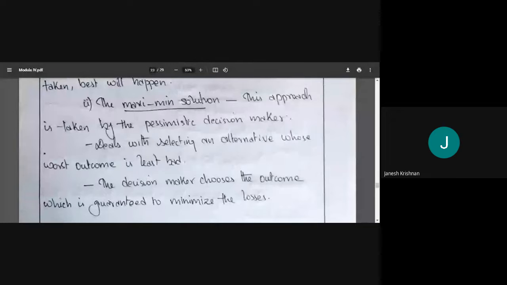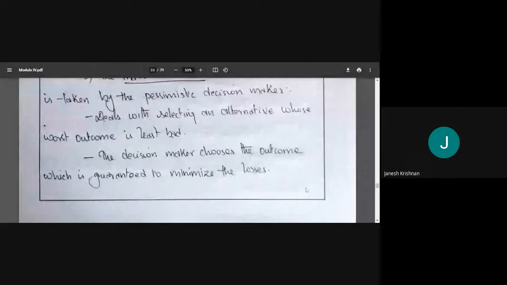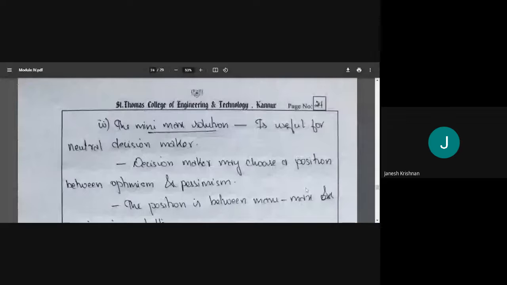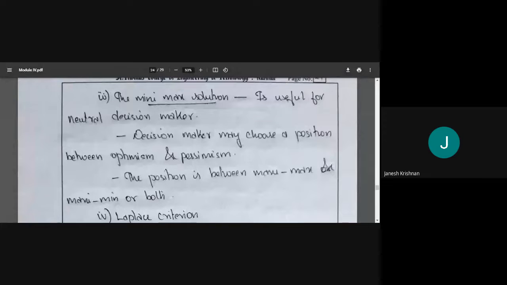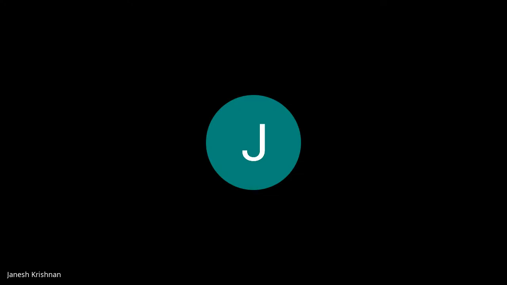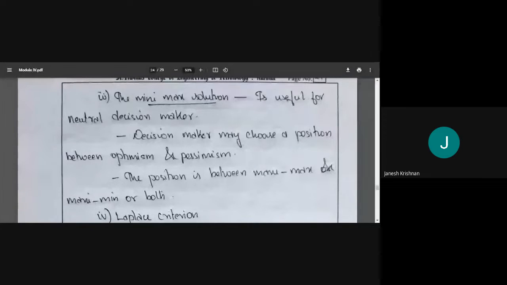That is the maxi-min solution. Maxi-max is for the optimistic, and maxi-min is for the pessimistic. You understood the terms optimistic and pessimistic, right? Optimistic means he assumes that whatever will happen, everything will be good. Nothing bad will happen. Pessimistic means he sees only that bad things are going to happen. That's pessimistic and optimistic.